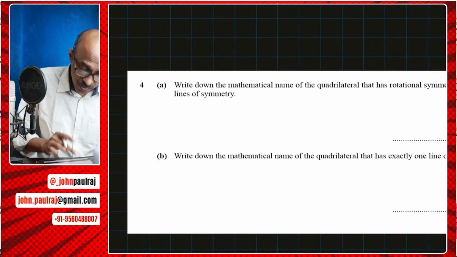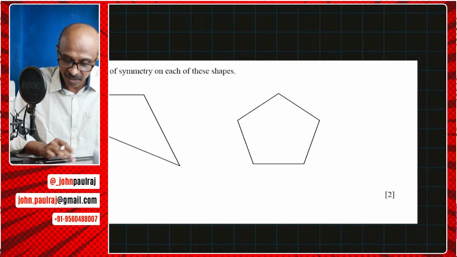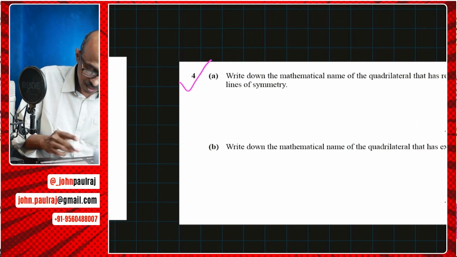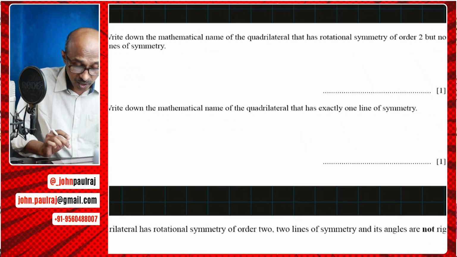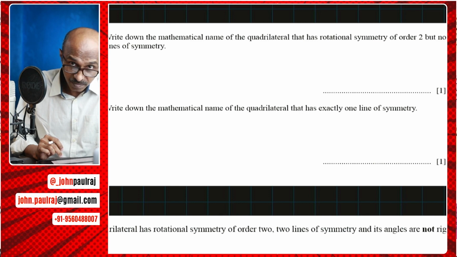Yahan dekho. Ye question, like I've not just put on symmetry, like in some questions I put it on the topic na. Yahan pe main lagaunga on the type of question. Ye dhyan do, or you have to work on this. Let's read the question first. Write down the mathematical name of the quadrilateral that has rotational symmetry of order 2, but no lines of symmetry.